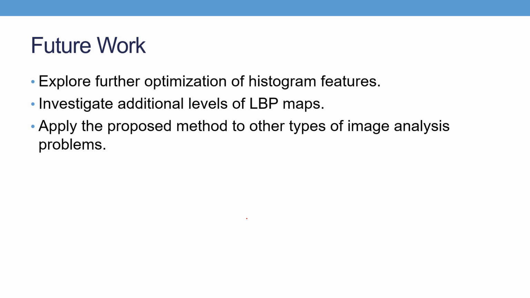As future work, the idea is to explore other histogram features and investigate if additional levels of LBP maps could be used, or if we could selectively not use all LBP maps from specific levels. Level 1 has 8 maps. Do we need all of them? I could use just some of them. Some starting points are better than others. And apply the proposed methods to other image analysis problems.